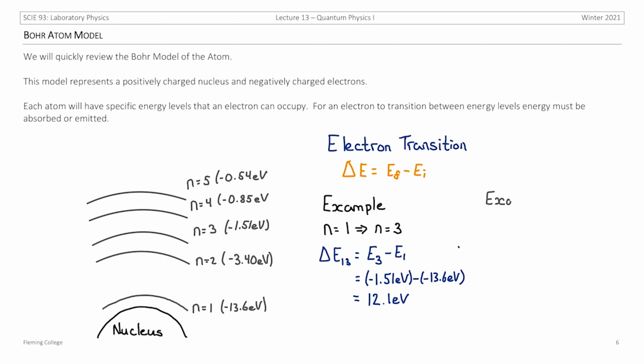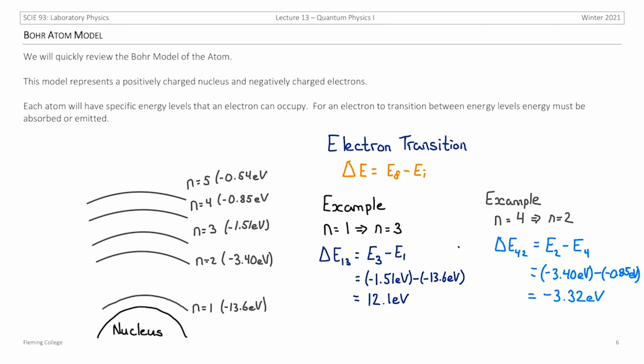In the other example, let's consider going from level 4 to level 2. So the change in energy from 4 to 2 is equal to the energy it finishes at level 2 with, subtract from that the energy it started with at level 4, which is negative 3.40 electron volts, subtract a negative 0.85 electron volts. And in this case, we see a negative 3.32 electron volts.